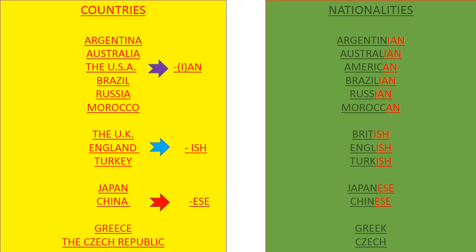In the case of the UK, England or Turkey, we don't add IAN, but we add ISH: British, English, Turkish. And in the case of Japan or China, we add ESE, that is to say we get Japanese, Chinese. Then there is the last group, Greece or the Czech Republic. This group is special because we don't add anything, but we have a new word. From Greece we get Greek, and for the Czech Republic, we get Czech.